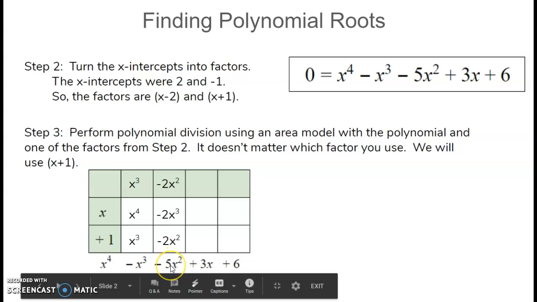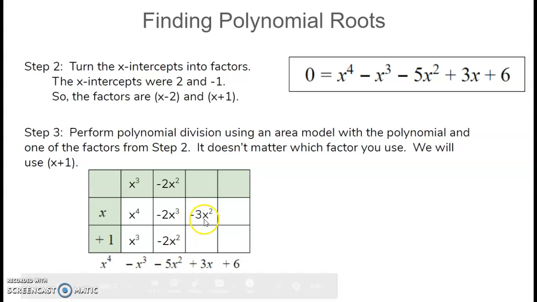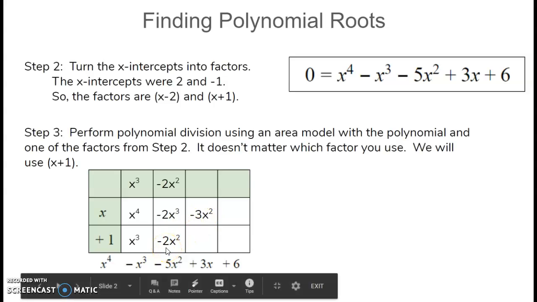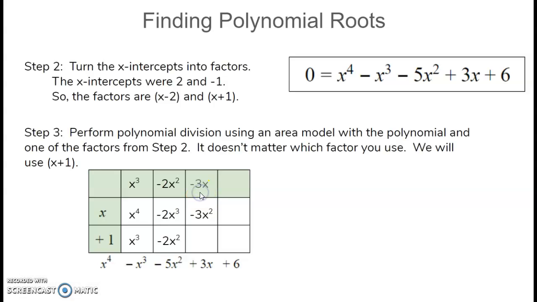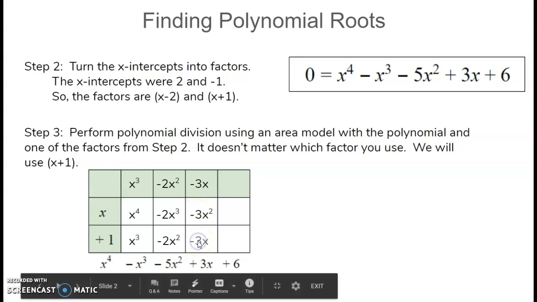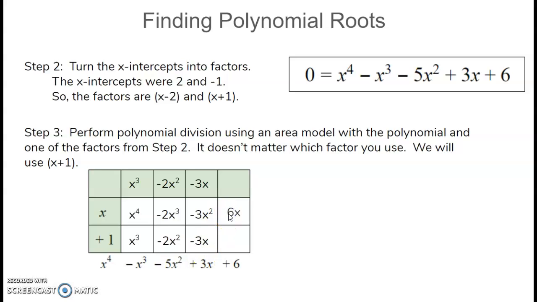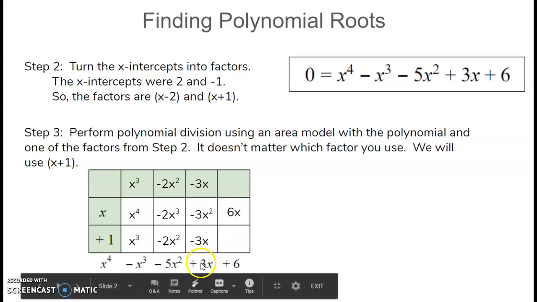But we wanted -5x squared. So I need to put another object over here. -3x squared plus -2x squared is -5x squared. Go back and toggle to the top. I get a -3x because -3x times x is -3x squared. Take that times the bottom. I get -3x, but I want a 3x. So 6x, because 6 minus 3 is 3.